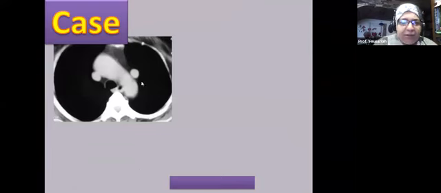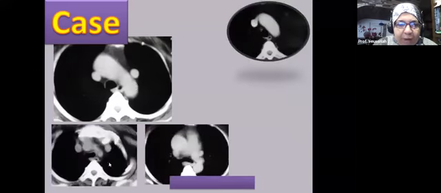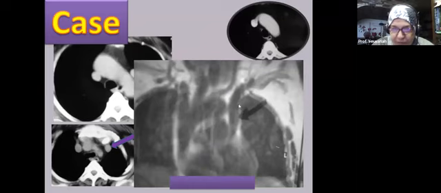Another case with the same finding. Now we're going to follow it up and down and see where it comes from and goes to. This is the normal here up. Now down, we can see that it has come from very high up in the superior mediastinum, and it's continuous down to the level of the hilum here. And an MRI of the same patient shows us that this structure is actually a persistent left superior vena cava.